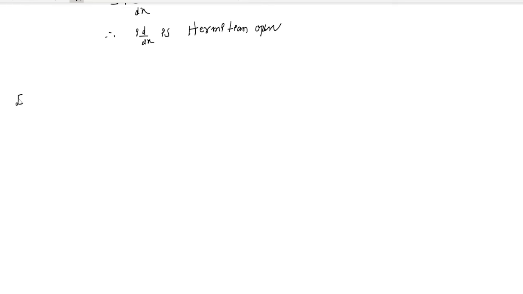Third example is very important. Let us look carefully. Operator A equal to ∂/∂r. If you apply this operator on a diagram, then we can get ∂/∂r minus ∂/∂r, where r is the radial coordinate in spherical polar coordinates. So we can check whether this is a Hermitian operator.